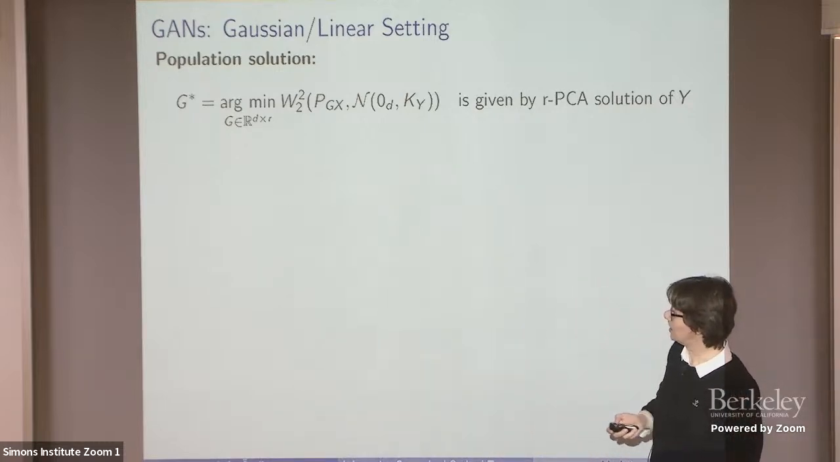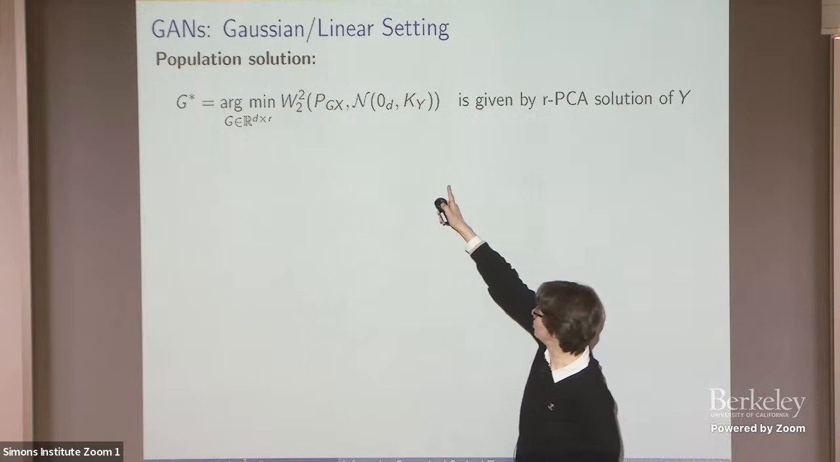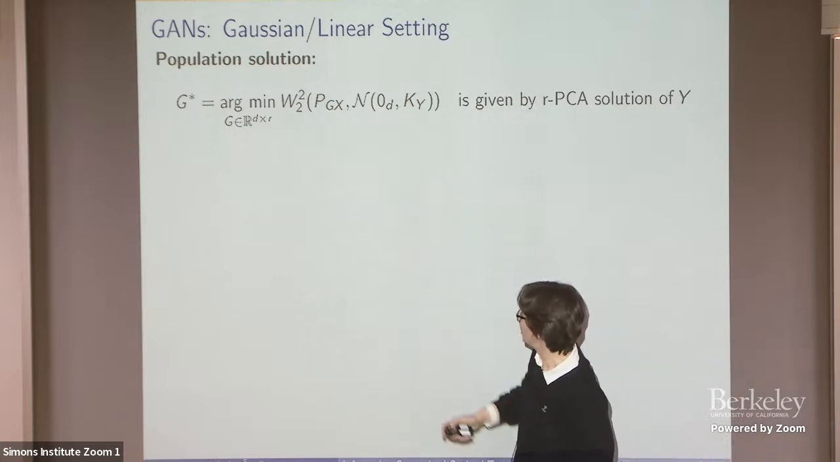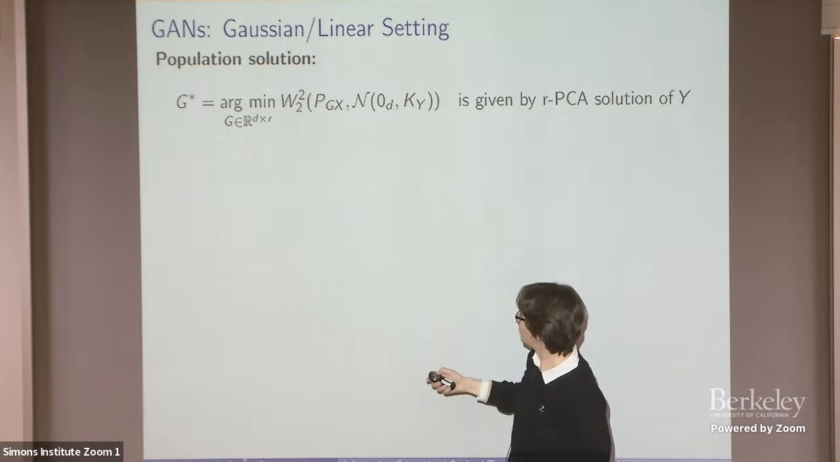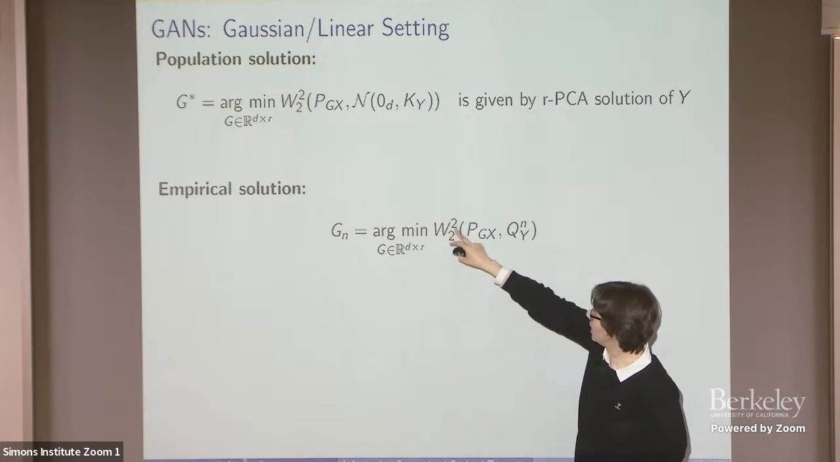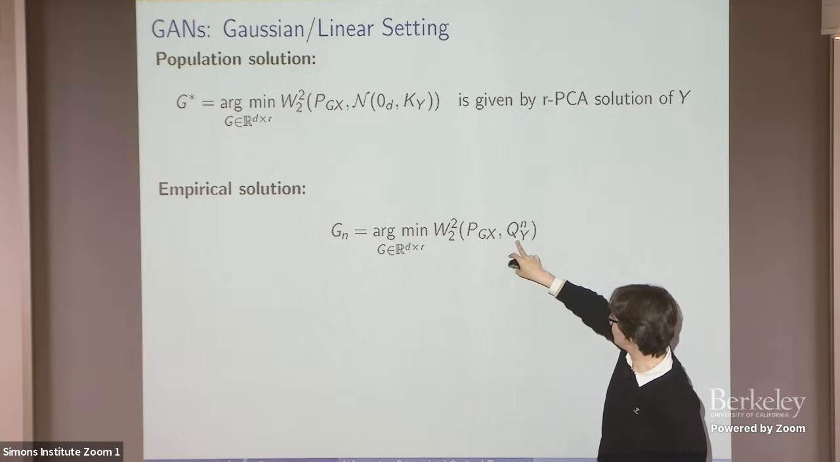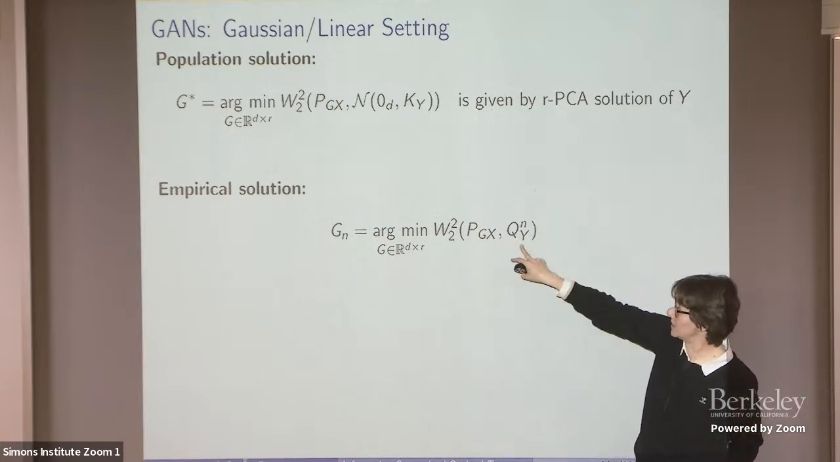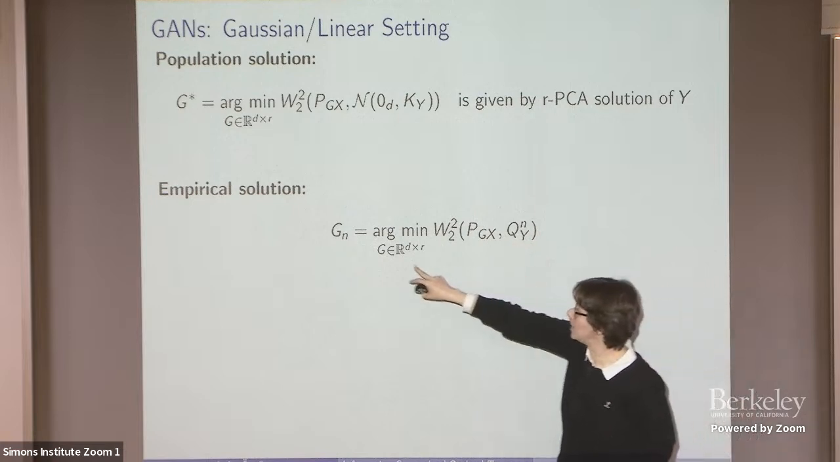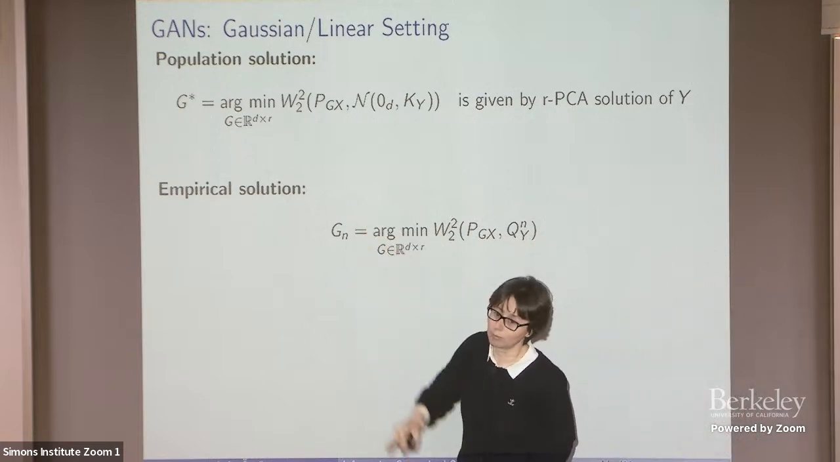But in practice, you can't solve this problem because you don't know the target distribution. Instead, you only have samples from this distribution. So you need to solve this problem where the target distribution is replaced by the empirical distribution of the samples that come from the same distribution. We'll call this our empirical solution, and we'll call that the population solution.